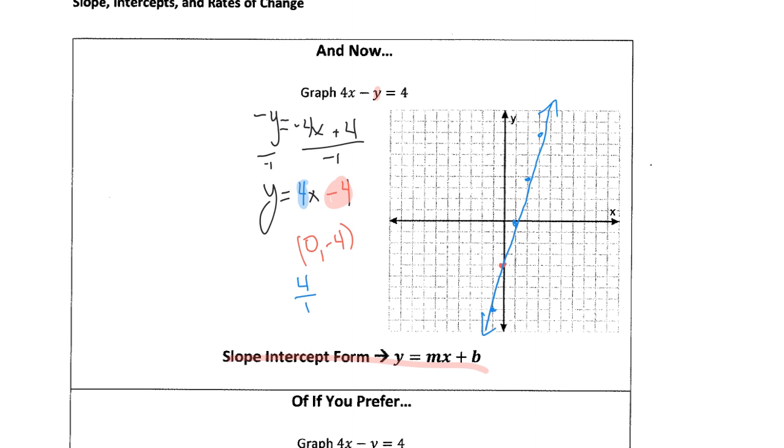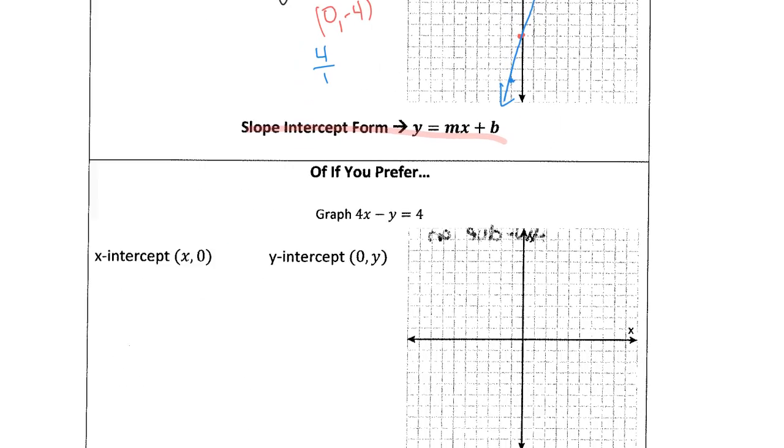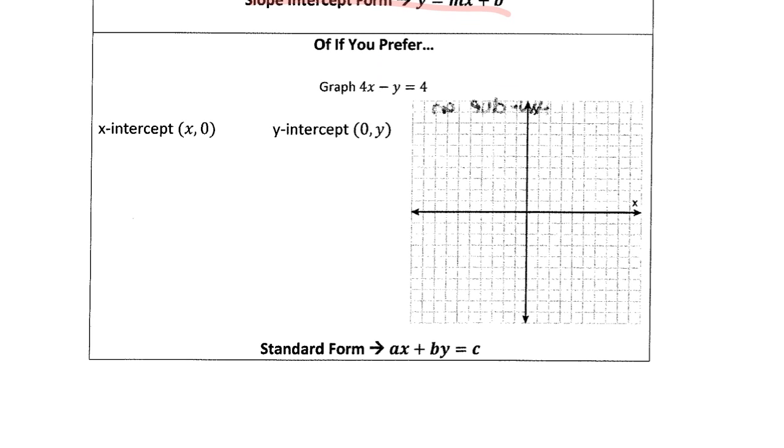Okay. Let's show you the other way, though. So we're going to graph using standard form, which, if you notice, it's already in standard form. Okay, in order to graph using standard form, we have to find our x-intercept and our y-intercept. And in order to find those values, for your x-intercept, you plug in 0 for y, and for your y-intercept, you plug in 0 for x, and solve them.